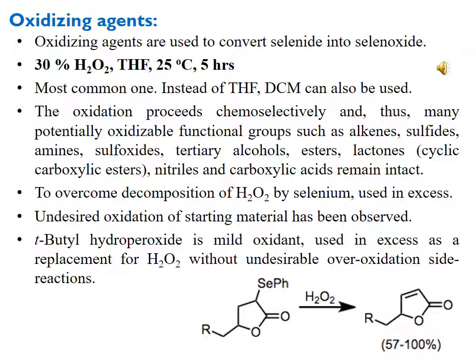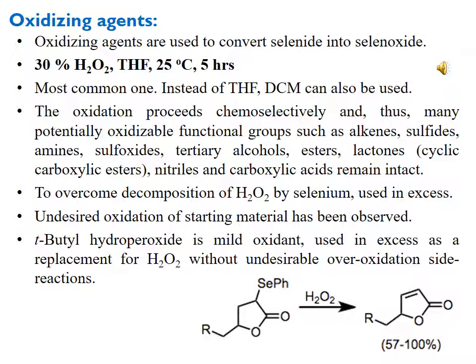There is another problem with this H2O2, that there is a decomposition of this reagent by the selenium, which itself acts as a reducing agent. So to overcome this, the H2O2 is used in excess for the oxidation of the selenide. Another thing, undesired oxidation of starting material has also been observed with H2O2. So to overcome these difficulties, another replacing chemical is tertiary butyl hydroperoxide, which is a mild oxidizing agent as compared to H2O2, and so it can also be used in excess in replacement of H2O2, and it does not move towards over oxidation side reactions.